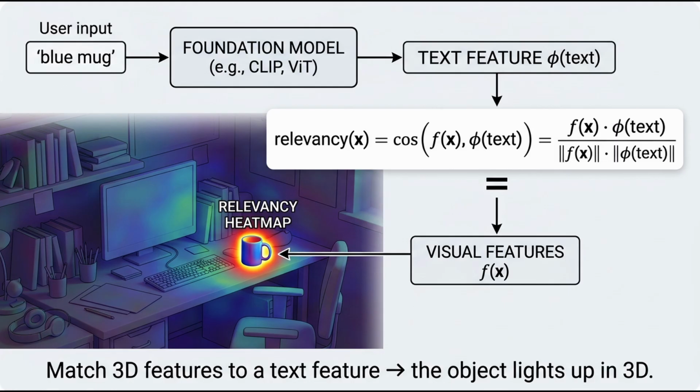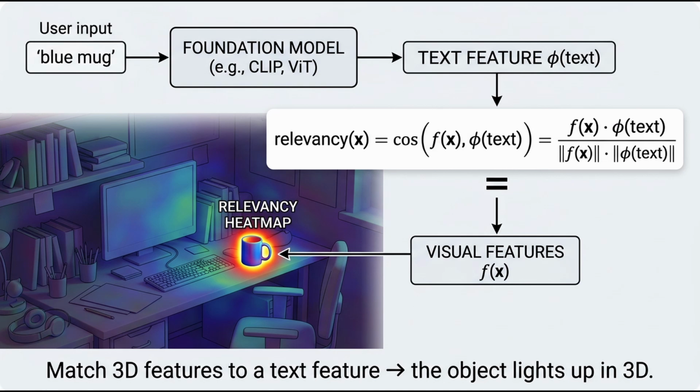To find the blue mug, you take the text "blue mug," run it through the same foundation model to get its feature vector, and then ask the 3D field, which regions have features that point in the same direction as this text? The regions that light up, measured by cosine similarity, are literally the 3D location of the object you described, even though nobody ever trained the system on the category "blue mug." You've built an open vocabulary, language-queryable 3D map.